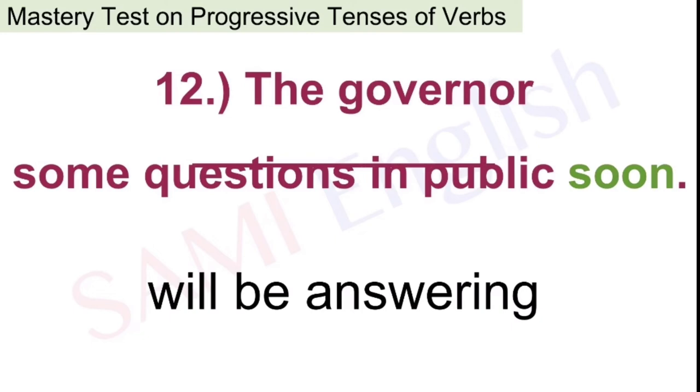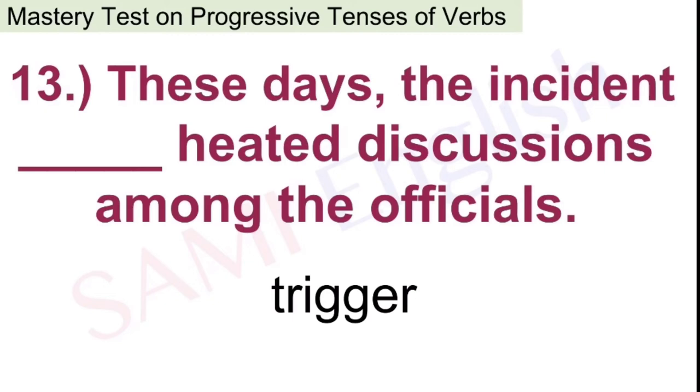Number 13. These days, the incident blank heated discussions among the officials. These days is used for the present progressive tense of the verb. Okay? This means that right now, or in these times, this action is happening. So, should we use are or is triggering? The subject in the sentence is incident. It's singular, okay? So, we should use is, okay? These days, the incident is triggering heated discussions among the officials.